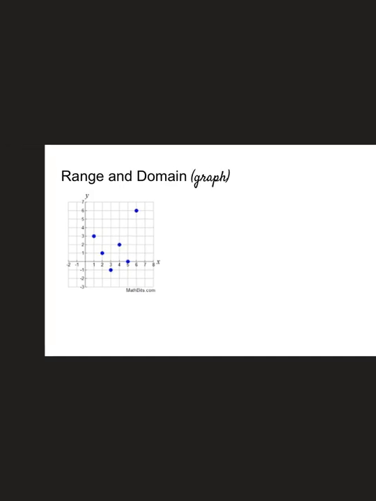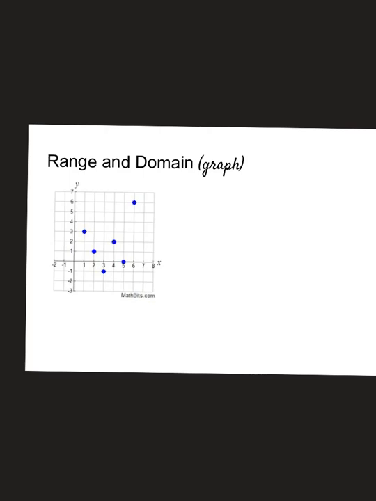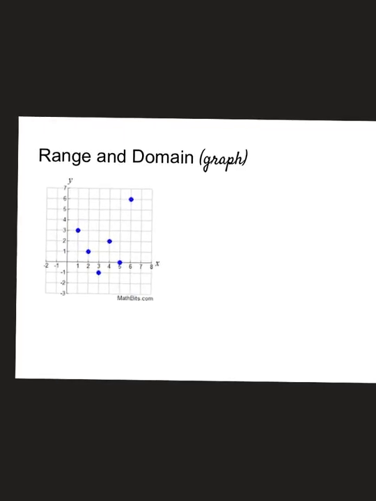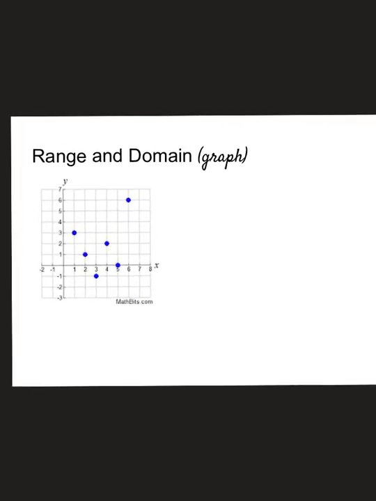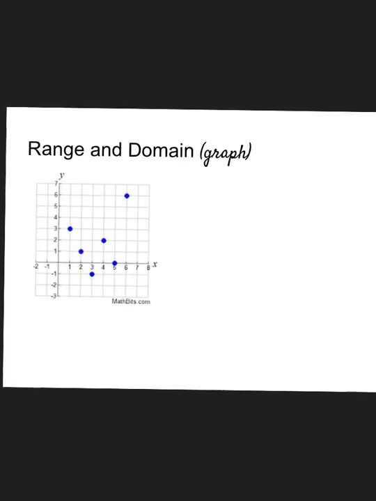Now we do the domain and range for a graph, for a discrete graph like this, not a continuous graph. Continuous graphs we're actually going to do a whole lesson on. But for graphs that look like this, where they're not connected, we can list the domain and the range pretty easily.